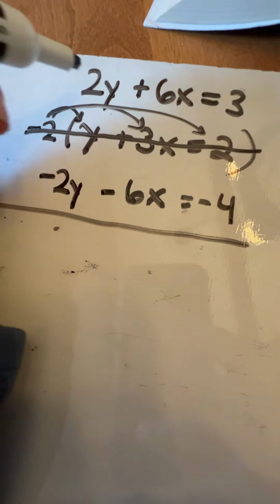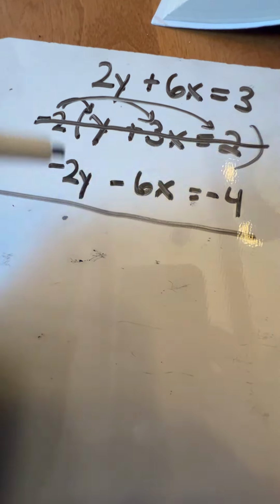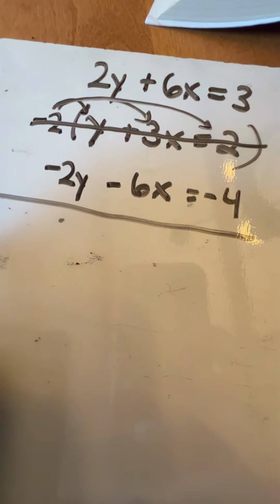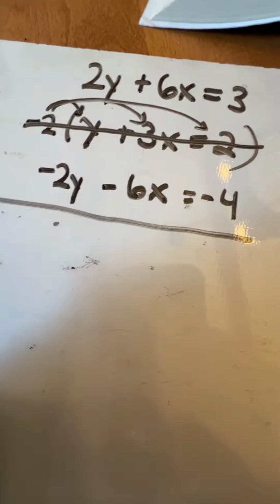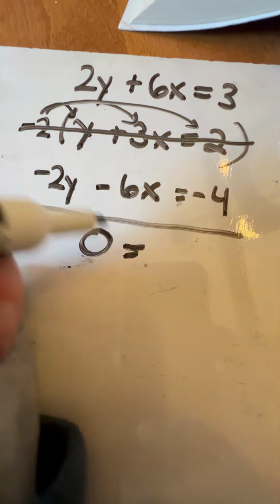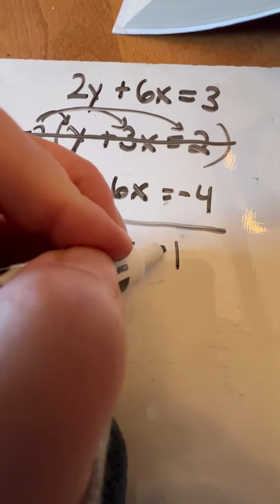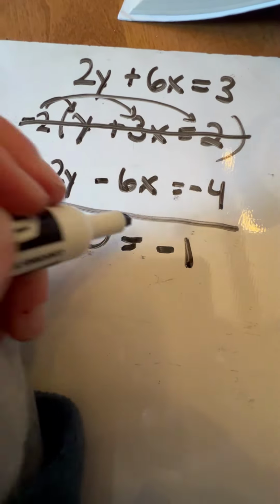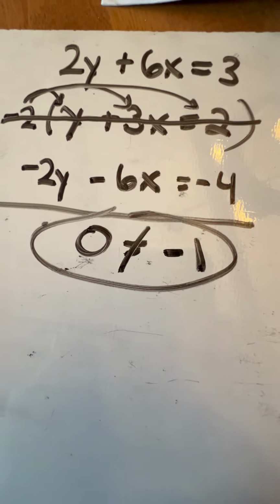That's going to leave me with 0, because you've got 2y plus a -2y, which is going to be 0y. So there's nothing there. 6x and -6x are also going to cancel. They're both offsetting each other. So everything over here adds together to be 0. And when you add these together, you end up with a -1. So we have 0 equals -1. That's not possible. So this is going to be a no solution set.